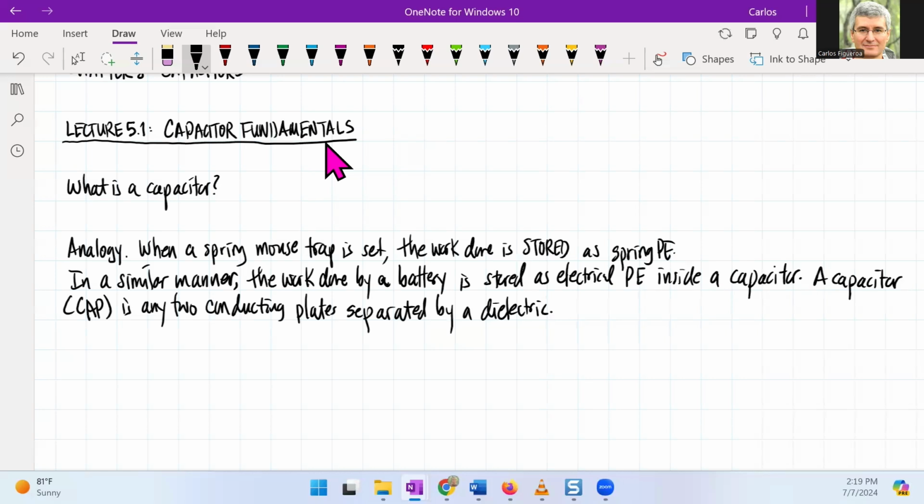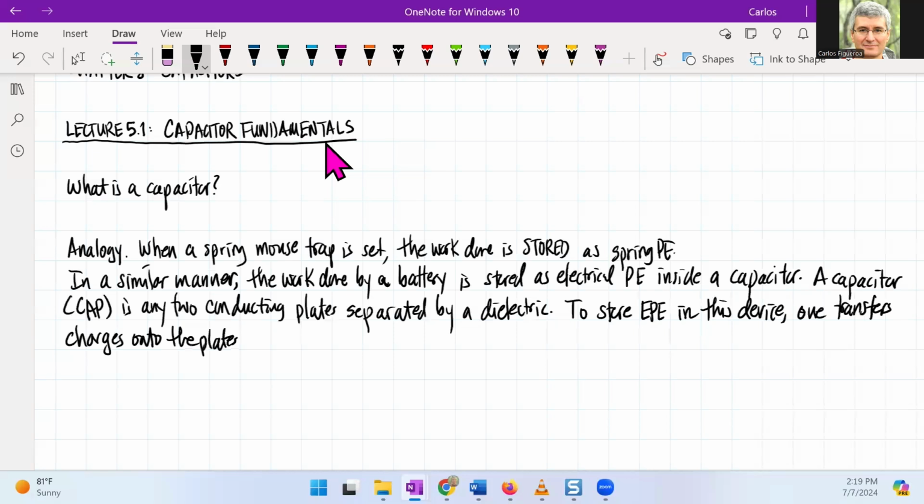So to store this electrical potential energy in this device, one transfers charges onto the plates, where we have an upper plate, where the upper plate is positive and lower is negative.